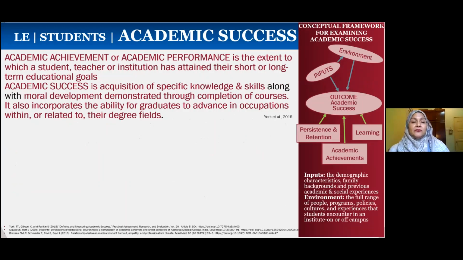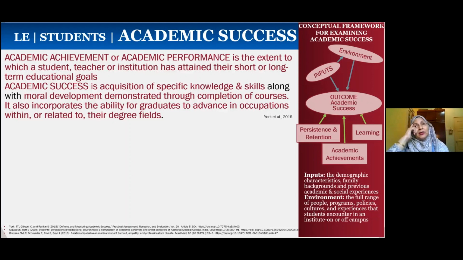For the academic success of the students, there are a few terminologies given in the literature. Academic achievement and academic performance is the extent to which a student, teacher, or institute has attained their short or long-term educational goals. Academic success goes even further than that. They have not only completed their course, they have also advanced to postgraduate study. It is part of their occupation, or they are working in that field and are very happy about it. So that is academic success.